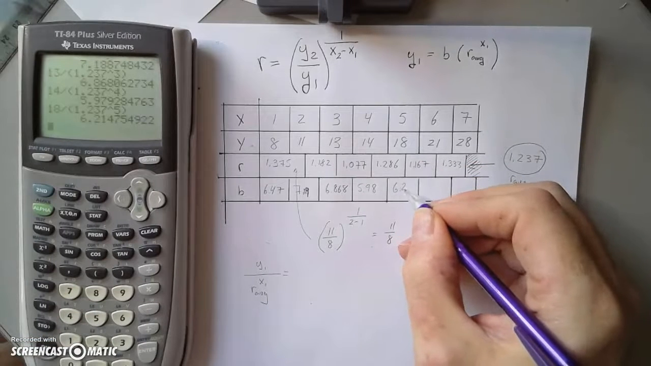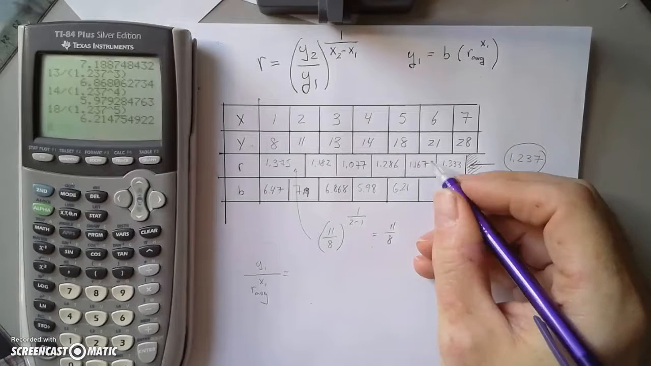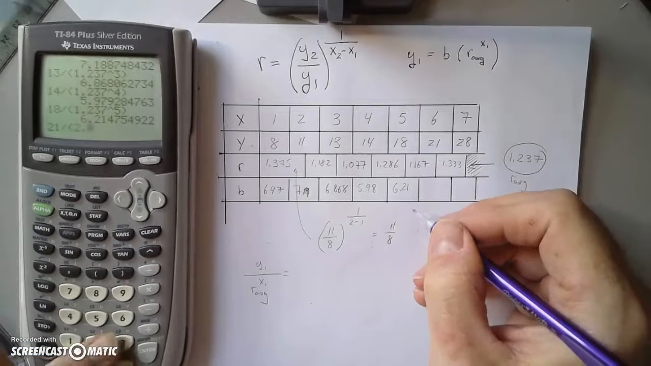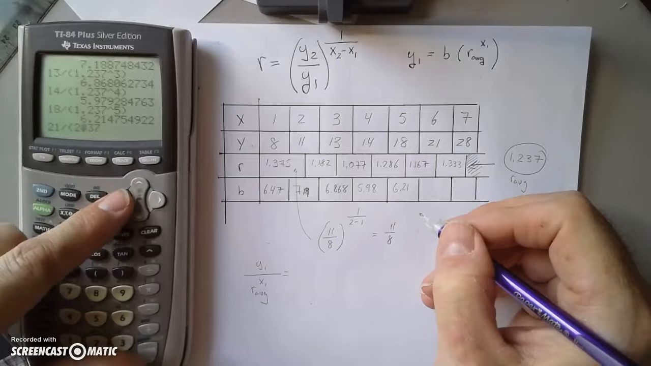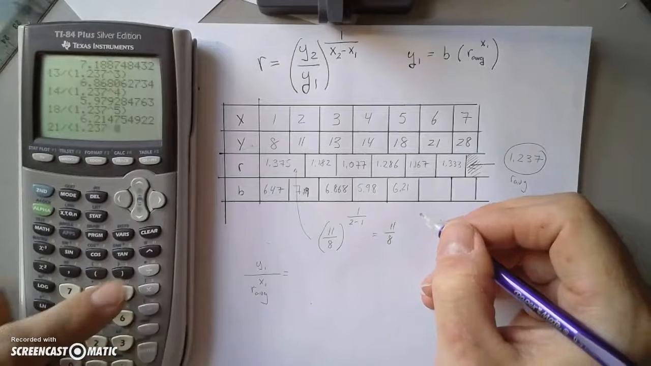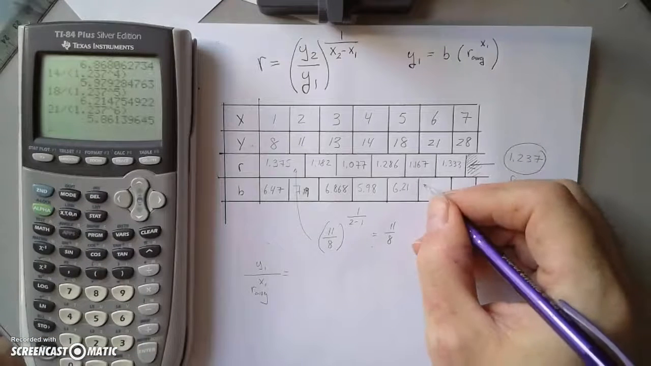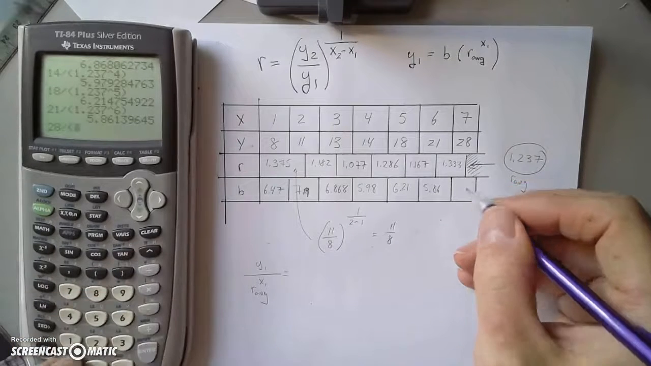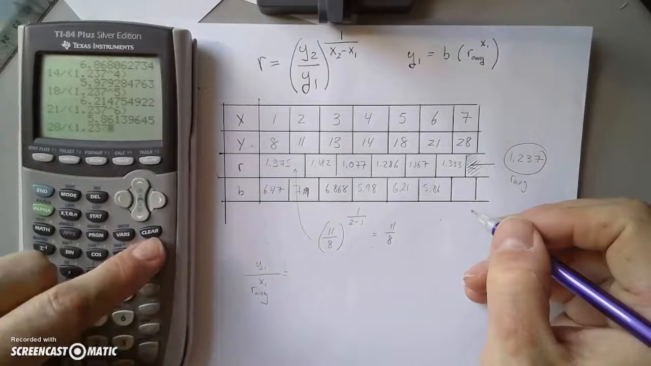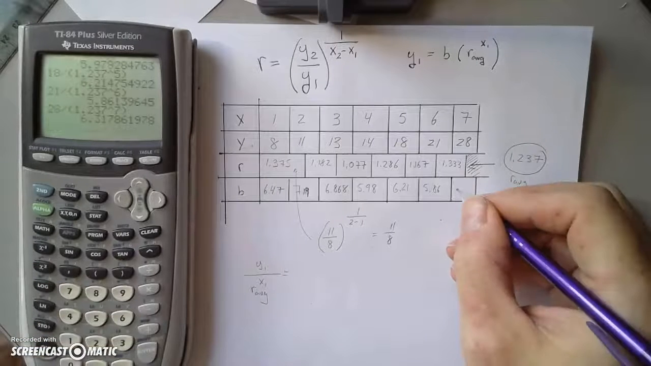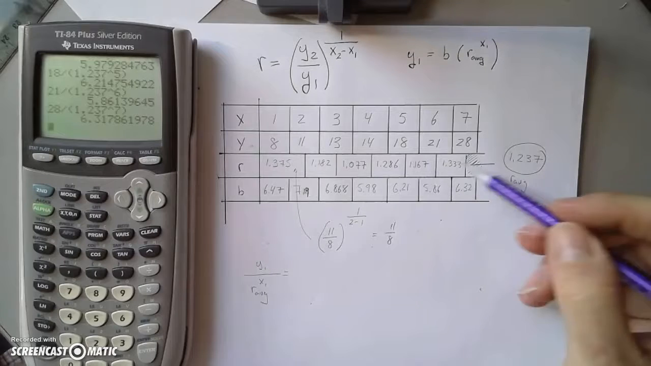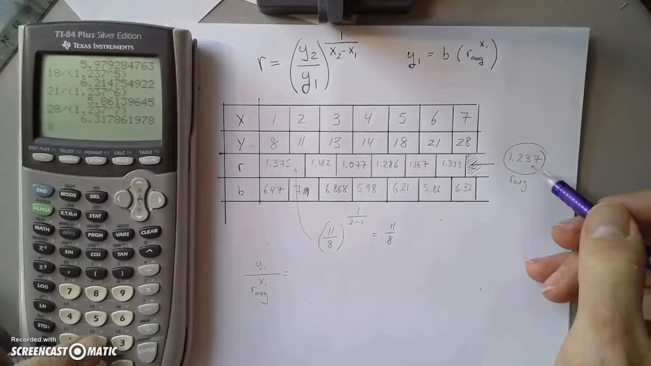This is 6.21, 21 divided by 1.237, whoops, that's not right, 1.237 raised to the power of 6, 5.86, and one more, 28 divided by 1.237 raised to the 7th power gives us 6.32. So now I've done all of my R's. I have my R value, and I can do all of my B's.